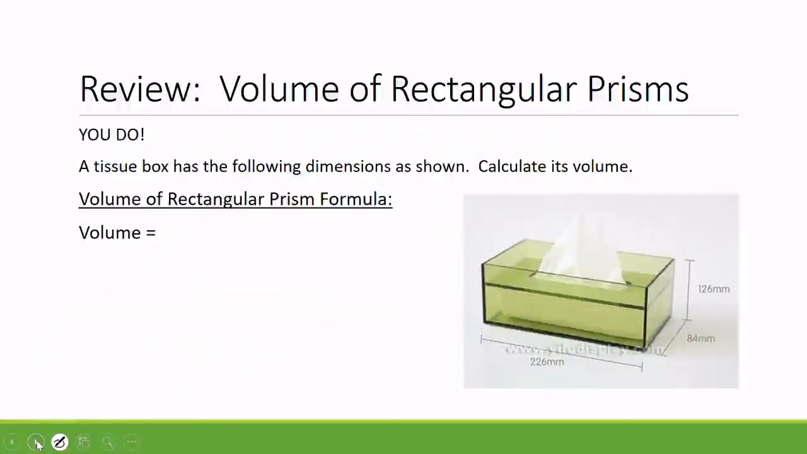All right, the next slide has got a question for you to try yourself. Now this one I'm going to leave up to you as to which technique you wish to use. Whether you want to use the length times width times height formula, or the preferred method, which is area of base times height. So where it says volume here, I would probably prefer you to use the formula area of base times height. So I'd like you to pause the video, and have a look at that diagram on the right hand side.